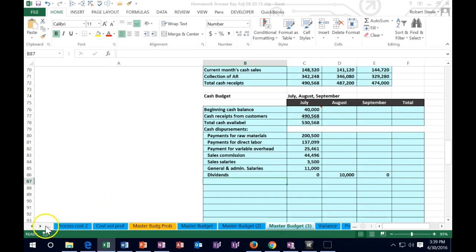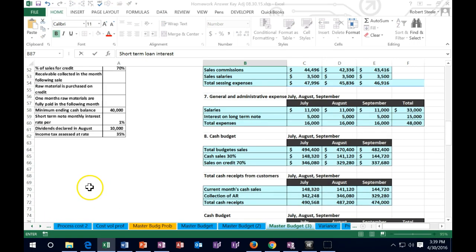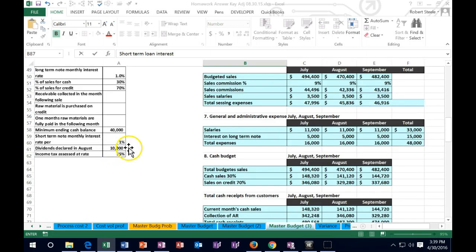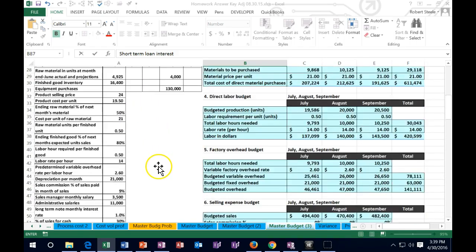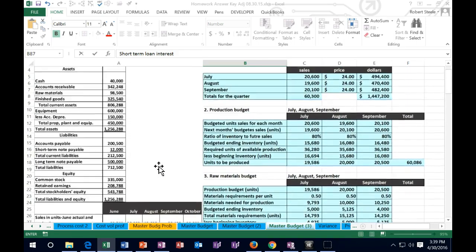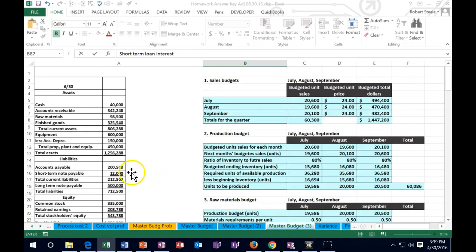One's going to be loan interest. So we had two loans. We had a short-term loan and a long-term loan. They're both going to be 1% interest rate, which is pretty nice for the long-term loan especially, but we're going to have 1% interest rate on each of those. So if we scroll up here, and I'm going to look on our balance sheet for the loan, we had a short-term of $12,000. That's the short-term loan.